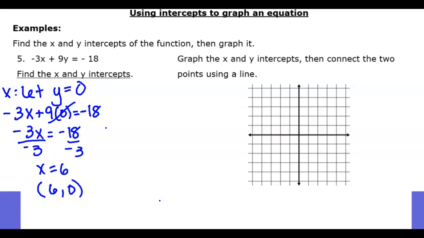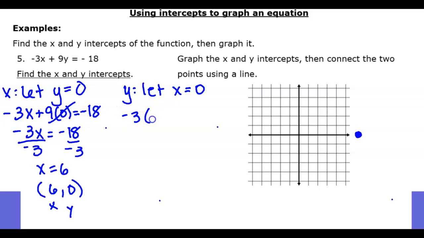So let's plot that point. This is my x and this is my y. I start at the origin and I count 6 to the right because it's positive. 1, 2, 3, 4, 5. Oops, I'm off the graph. That's okay. 6, 0 would be right about here. So we found the x-intercept. Now we need to find the y-intercept, so let's let our x be 0.